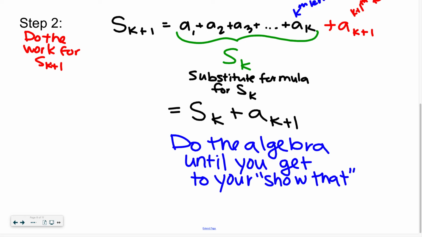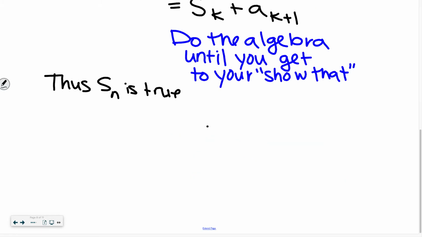I'll add these two things together doing any algebra I need to do. There's usually probably like 4 or 5 steps. And then it'll be that thing I said show that for. And I'll close it with a thus s sub n is true. You can say thus, therefore, hence, whatever makes you feel most fancy.